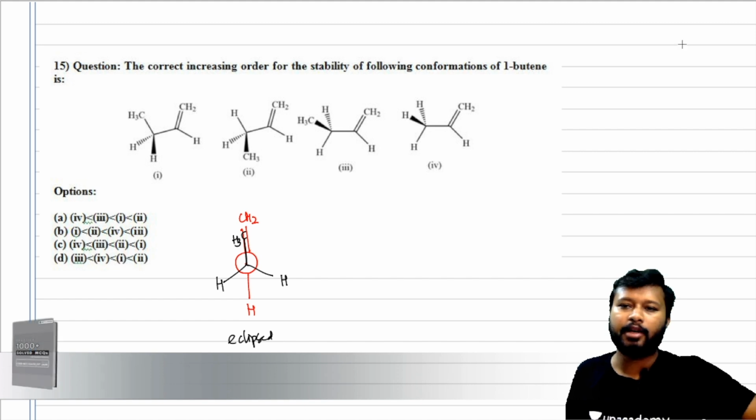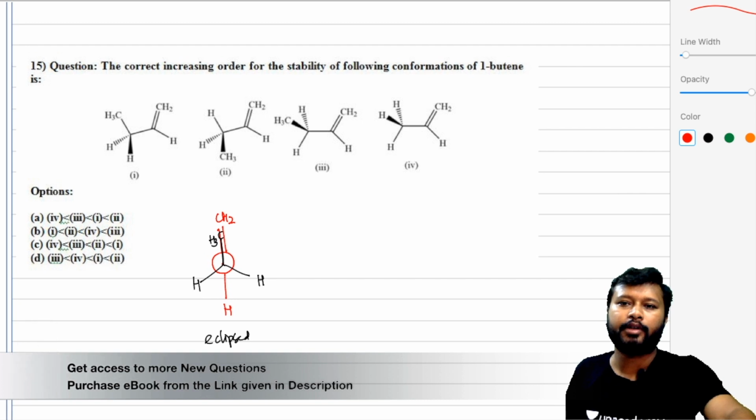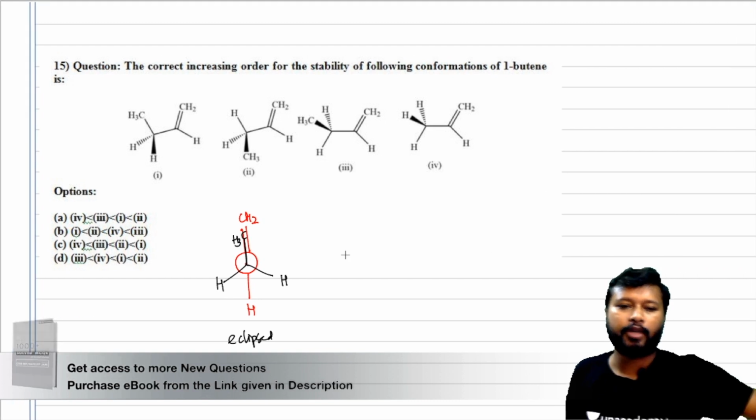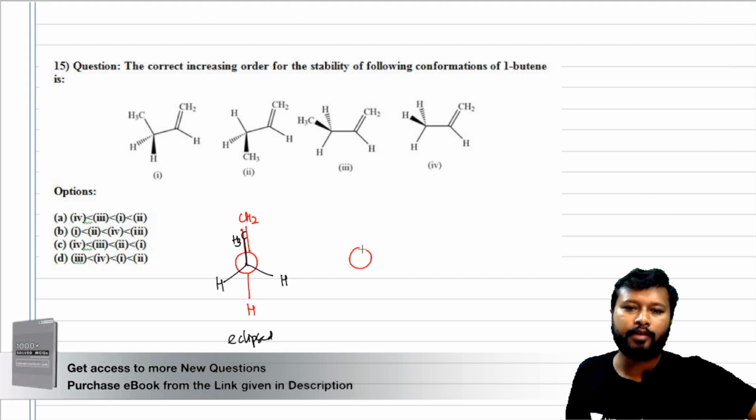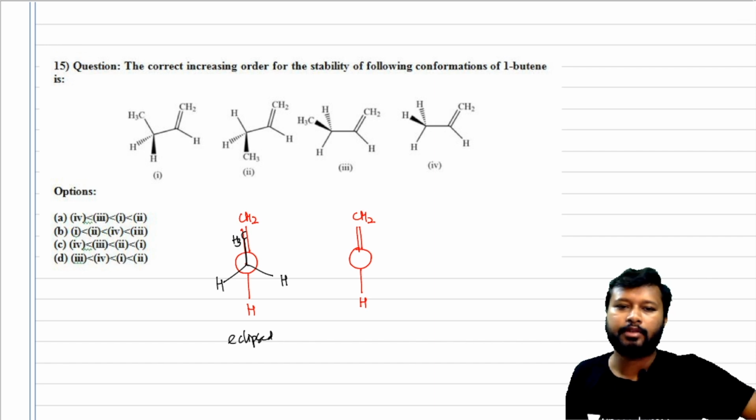Similarly, if I draw for the second molecule, again I will quickly draw it. That will be CH2 and you have H here. And if you try to draw the front ones, this is how you are going to draw. You have CH3 this side, you have H, and you have H this side. So this is again eclipsed.